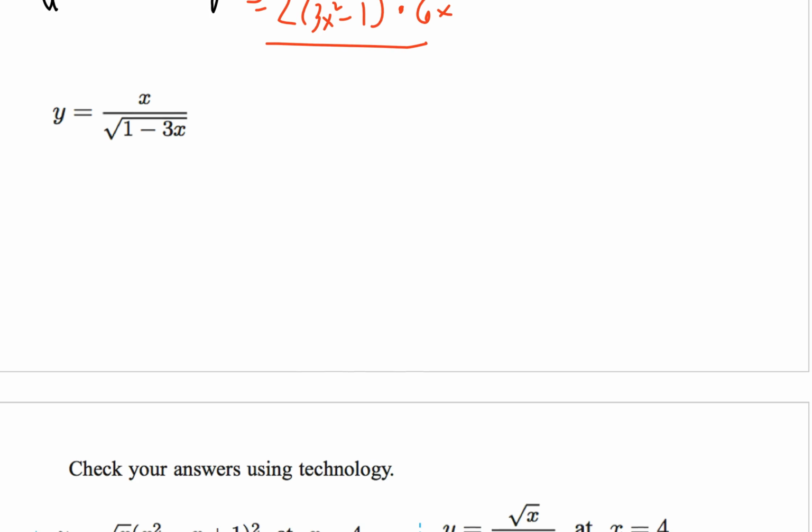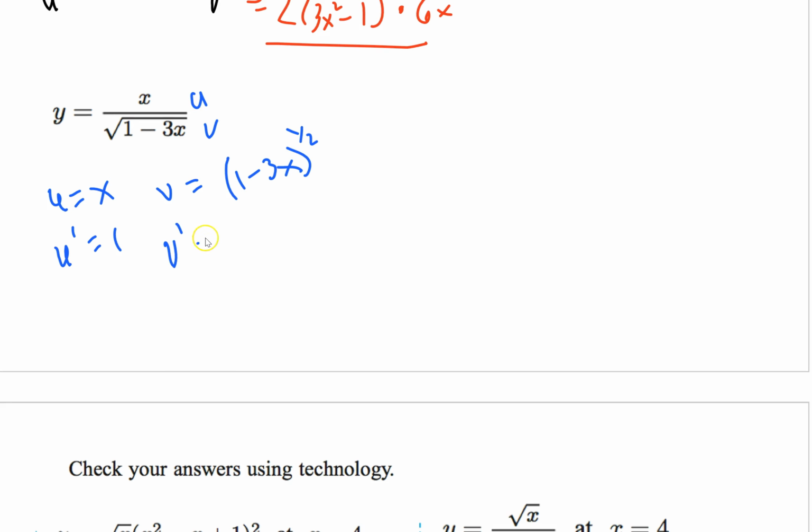Look at this next one, right? Our last one was a product rule. Look at this. We're dividing. This one's going to be a quotient rule. So I'm going to do the same thing I did before. Here's my u, x. U prime would be 1. V, we got to rewrite it. Remember, in calculus, we don't like square roots. We like fractions instead.